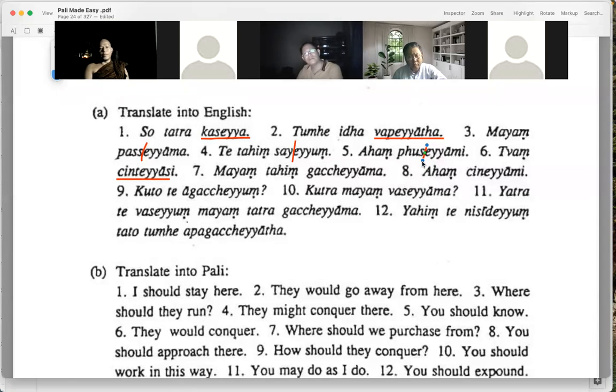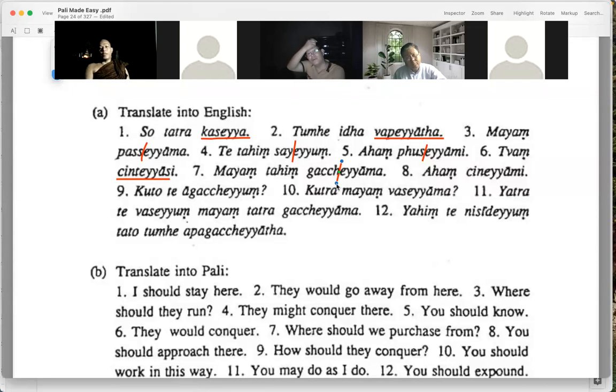And then tuvam jindiyasi. So tuvam jindiyasi. So also second person singular. You would or you should or you might. Jinde means to consider. You might think or you may think. You should think. You would think. And then mayam tahin gachiyama. So gaccha means to go. Iyama, so we would. So we will go. Tahin means there. We will go there. Okay. We will go there.